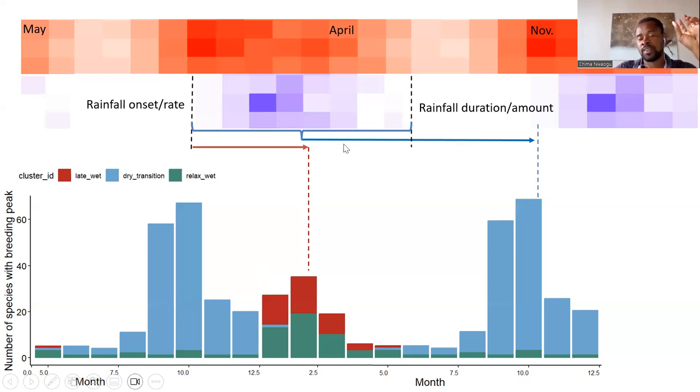And this will not be a direct response to, say, the onset of the rainfall, but maybe the total amount of rain in the wet season before, or the duration of the breeding season, or how long the rain lasted. Because if you compare this heat map here, for example, you would see that in some years, so this 1, 2, 3, you can see here, are actually rainfall for different years.